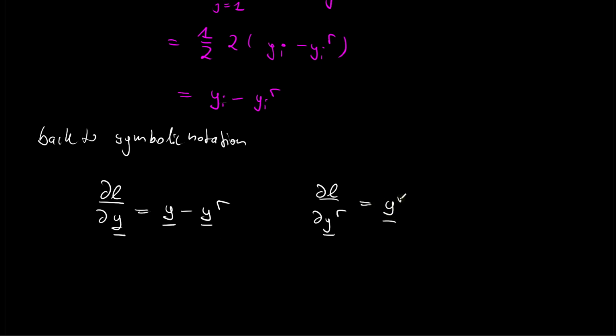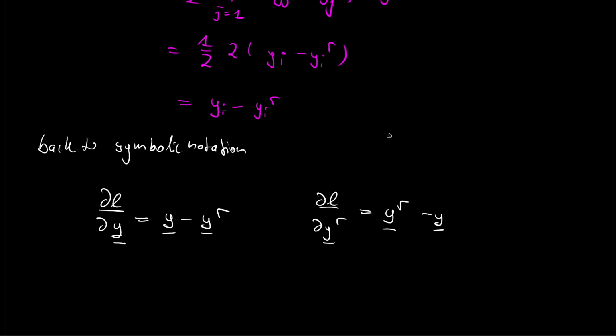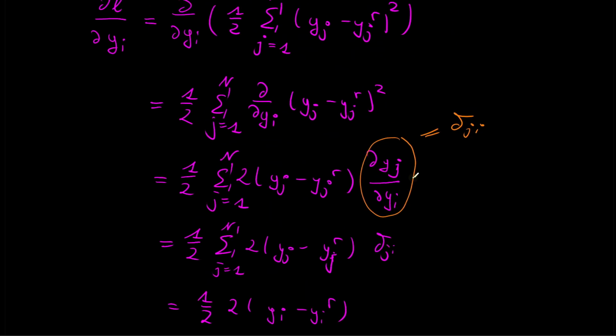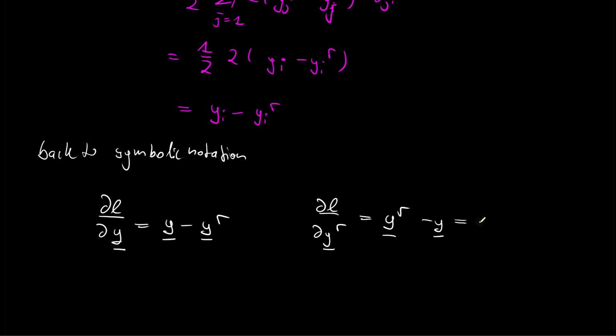So we will get yr minus y. And if you look at the derivation, we see then the inner derivative in that particular case would not be the derivative of yj with respect to yi, but it would be the derivative of minus yj reference with respect to yi reference. And here we would get a minus sign, and this would then swap the order in our subtraction. Or so we could also write this as minus y minus yr.